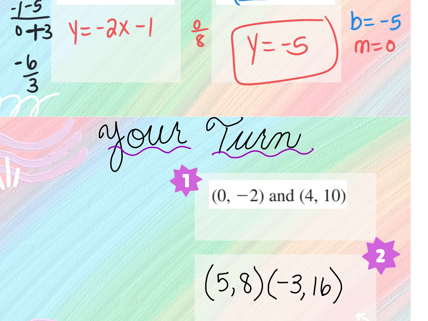I want you to try number 1 on the your turn. We're going to do number 2 together in a minute, so don't try number 2 because I did not show you how to do number 2 yet on the your turn. So just do number 1 right now.